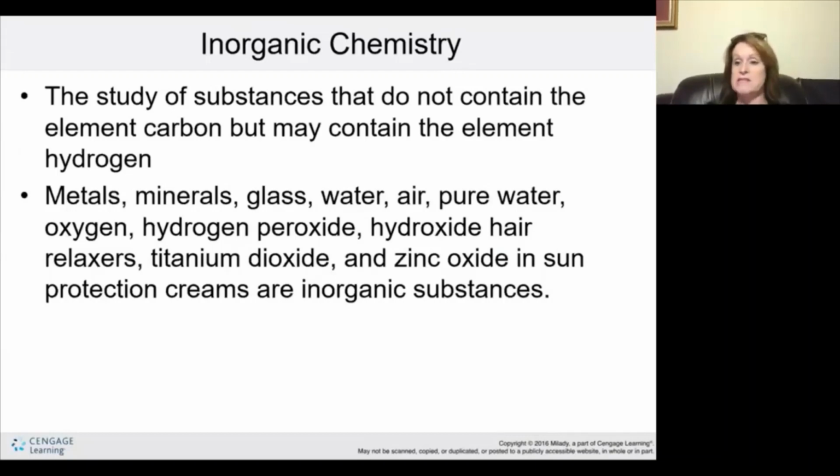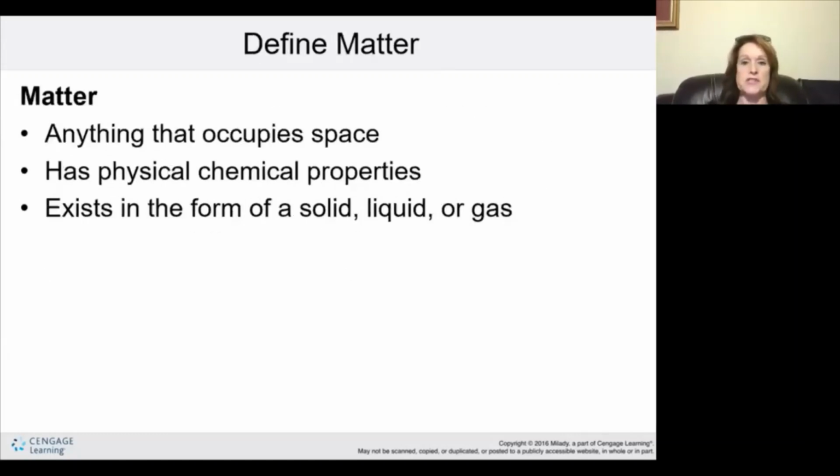Inorganic chemistry is the study of substances that do not contain carbon. They may contain the element hydrogen. Metals, minerals, glass, water, air, pure water, oxygen, hydrogen peroxide, hydrogen hair relaxers, titanium dioxide, and zinc oxide in sun protection creams are inorganic substances. So know the difference between organic and inorganic substances. You can rewind the video if you need to.